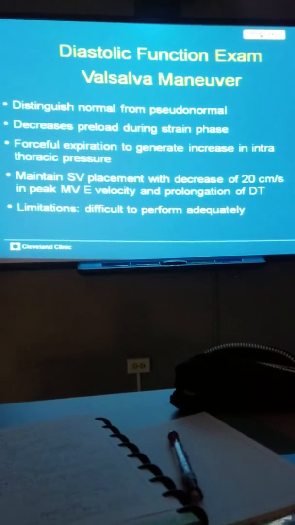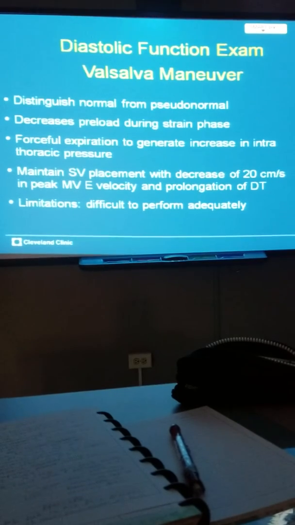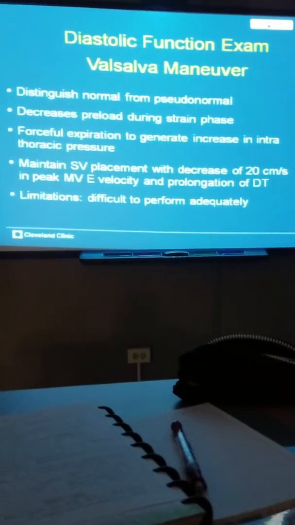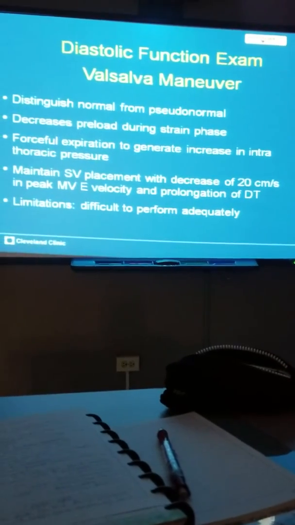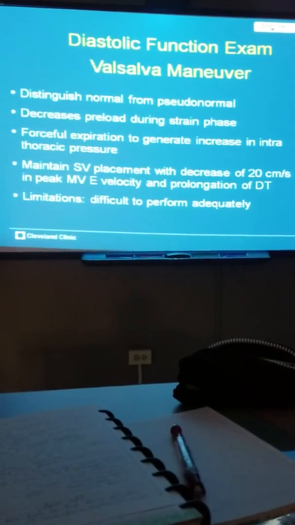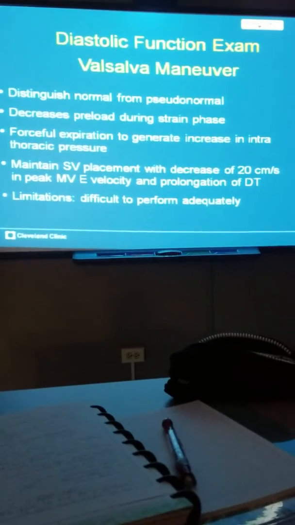You want to maintain the sample volume placement, and you're looking for a decrease of about 20 centimeters a second in the peak mitral valve E velocity and a prolongation of the deceleration time. The limitation is that this can be difficult to perform.